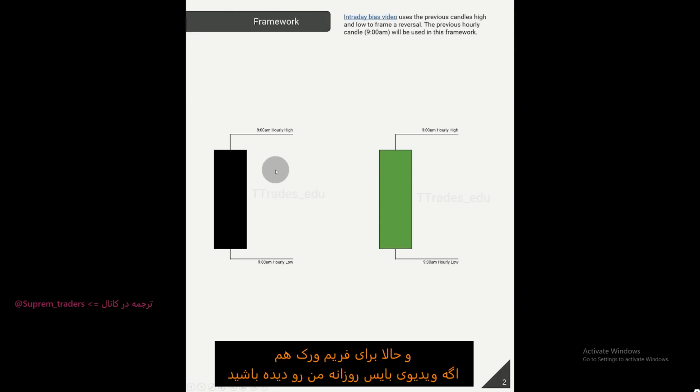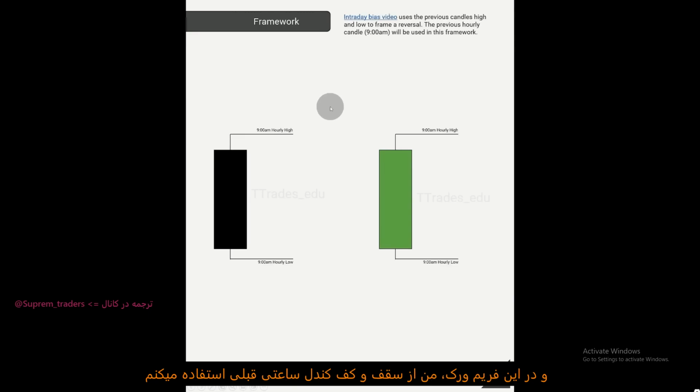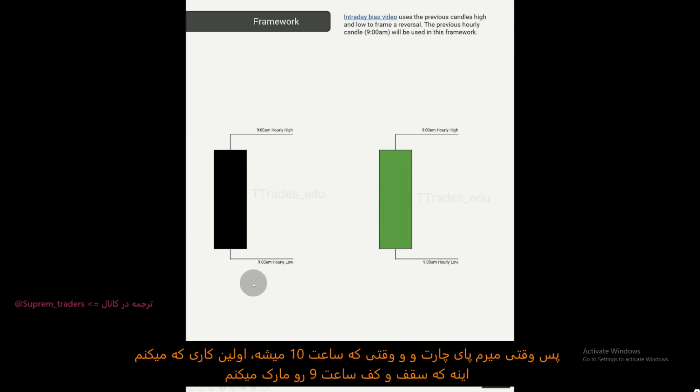Now for the framework, if you have seen my intraday bias video, you know that I will use the previous candle's high and low to frame reversals. And in this framework, I'm going to use the previous hour's high and low. And in this case, that's the 9 a.m. hourly candle. So the first thing I do when I get to the charts, once 10 a.m. hits, I'll use the previous hour's high and low, or the 9 a.m. hourly candle, and I'll mark off the low and the high of that.